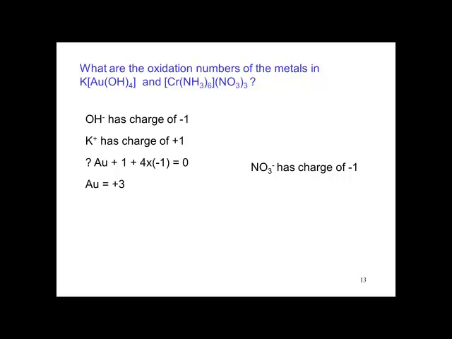In the second example, nitrate outside of the complex has a -1 charge, which means that the complex must be +3. Ammonia, of course, has no charge, so where does the +3 charge come from? The chromium ion.